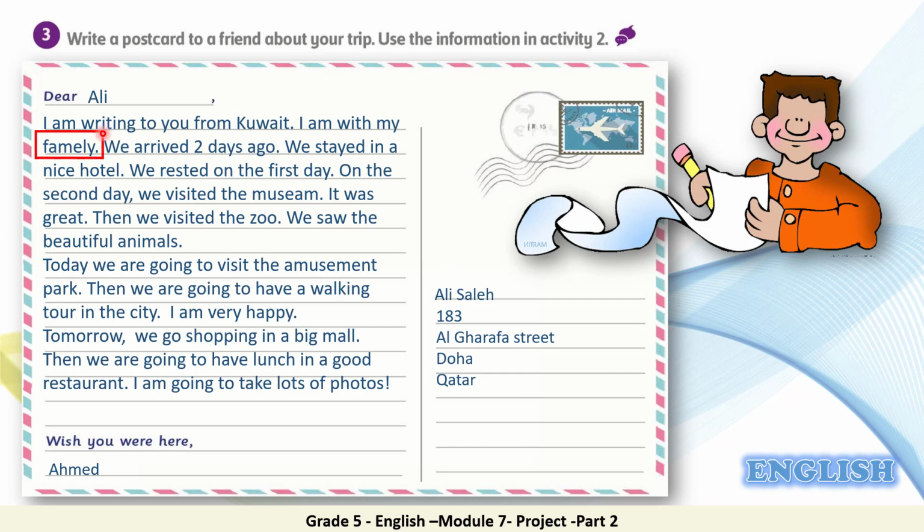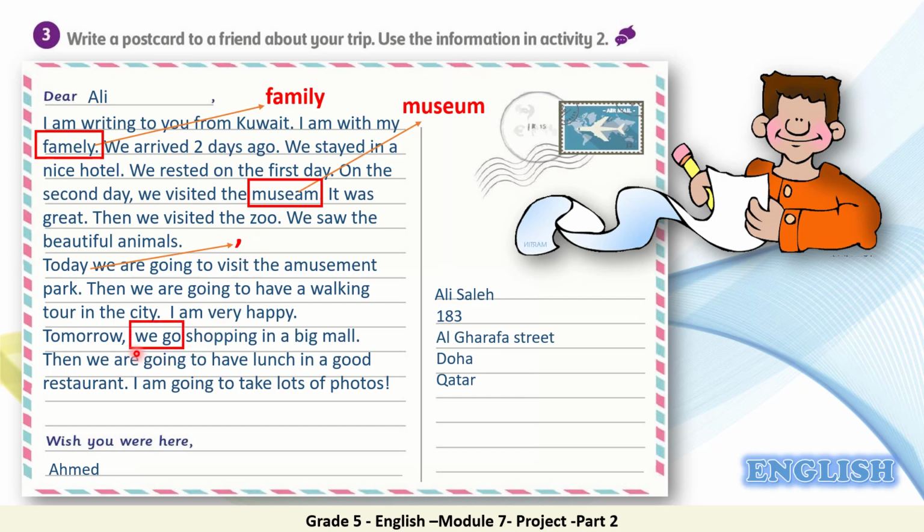Look at this word, family. It has a spelling mistake. Good job. Family, F-A-M-I-L-Y. It doesn't have E. Look at this word, museum. It's another spelling mistake. The correct spelling is M-U-S-E-U-M. Okay? It doesn't have A. And here is a punctuation mistake. After today, we should add apostrophe.